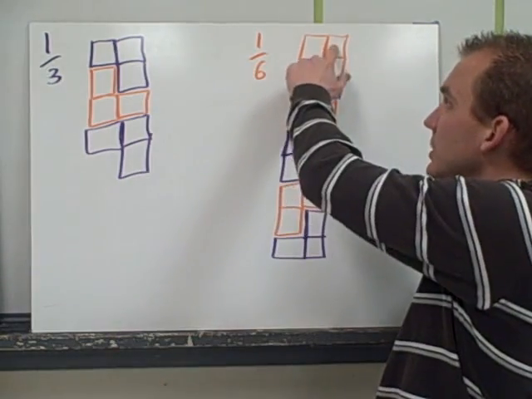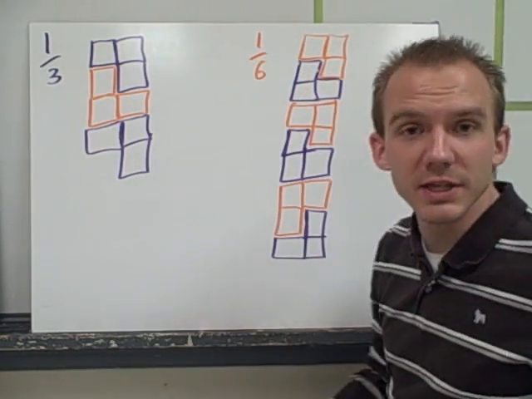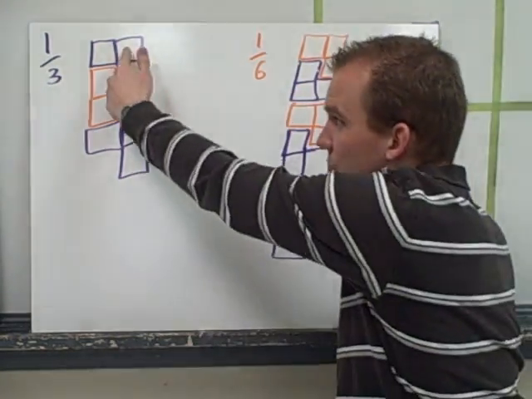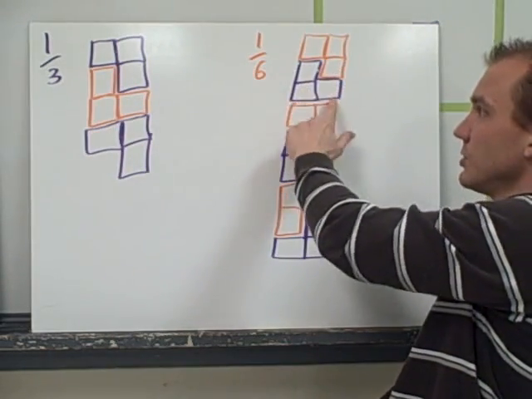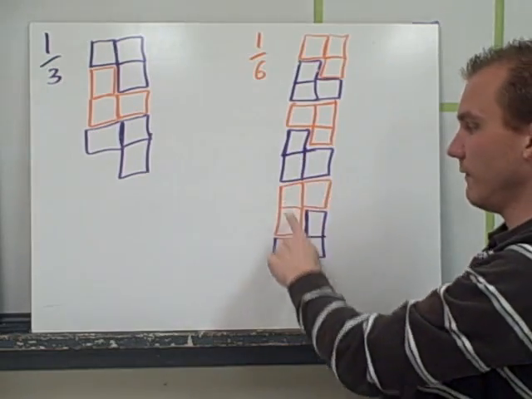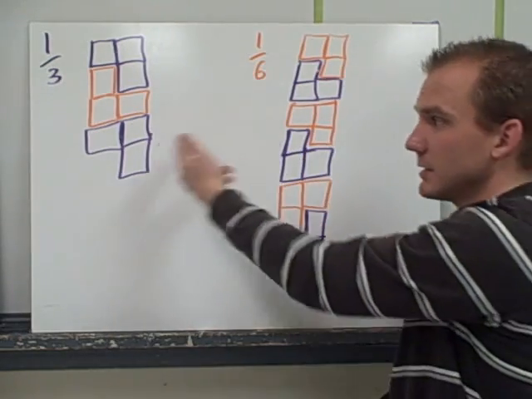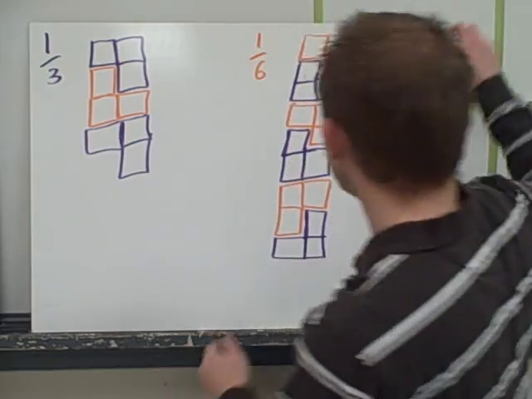Now I still have that 3 unit square area here, but this time I'm looking at sixths. So instead of just drawing 3 of them, I drew 6. 1, 2, 3, 4, 5, 6. So now I have sixths and thirds.